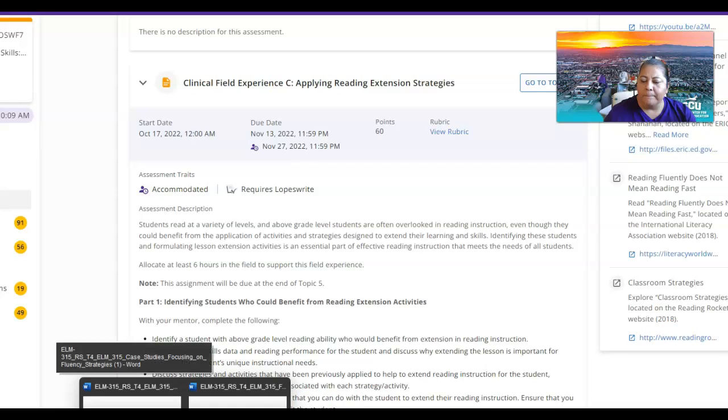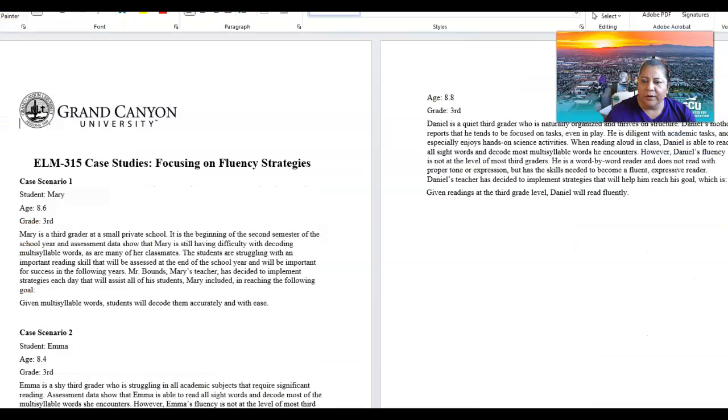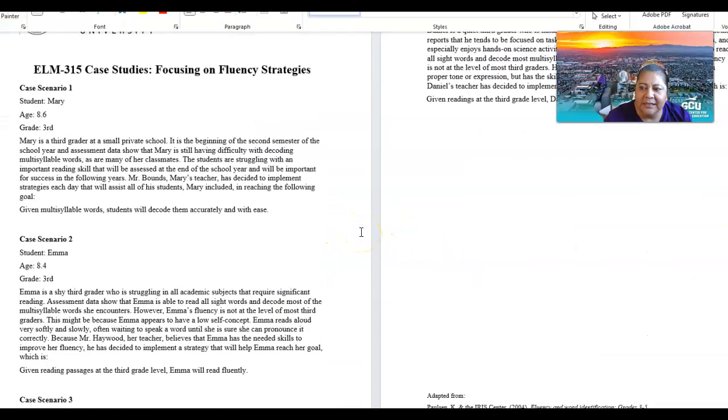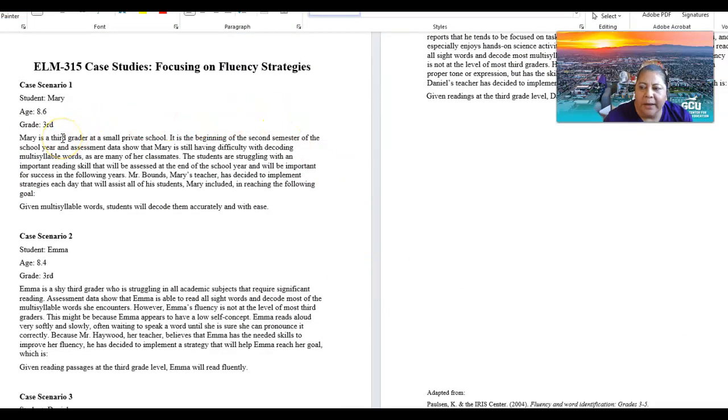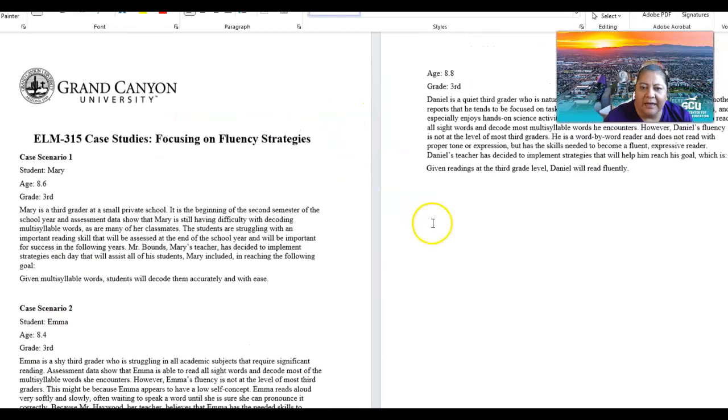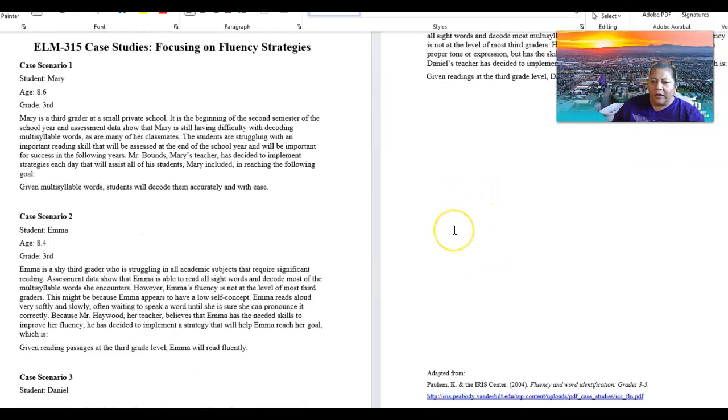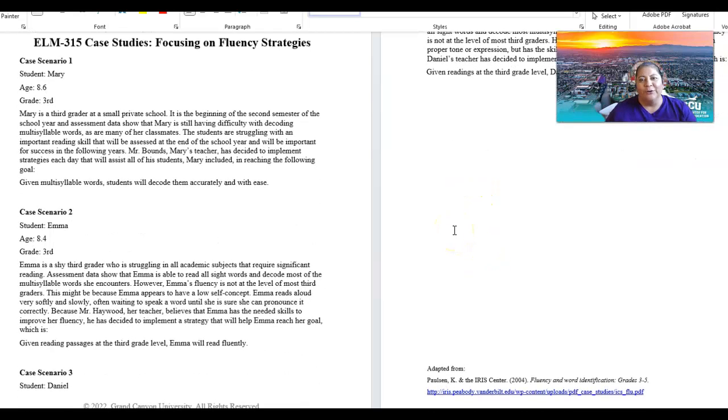So for me, I'm going to go ahead and show you this. In here we have your case studies. We're going to read through these case studies. You're going to read about Mary, Emma, and Daniel. They're all 3rd grade. So each one of them, yes, they all have to read their grade level appropriately and fluent, right? But I know that they're given goals here, but you need to really think about going beyond those goals when you're writing your answers.